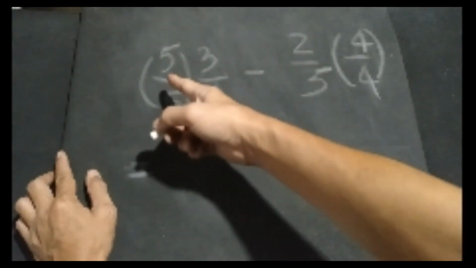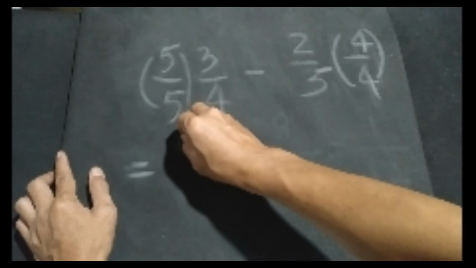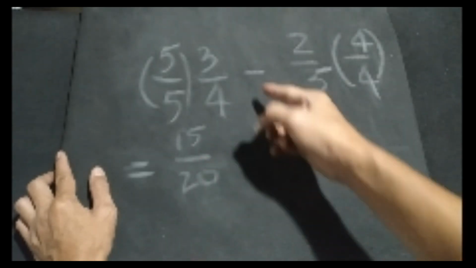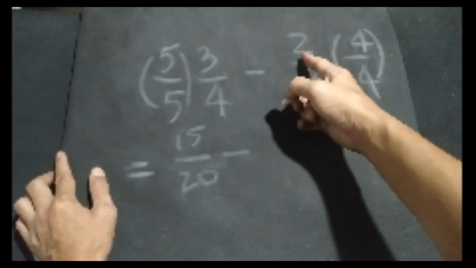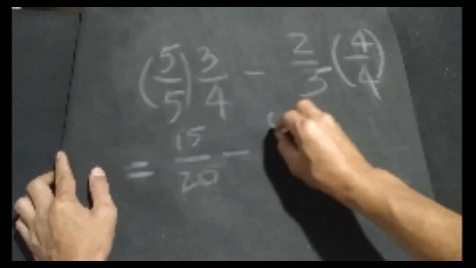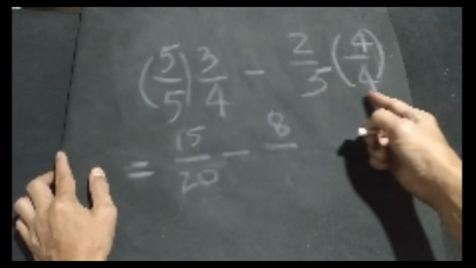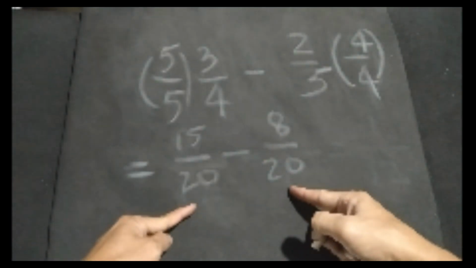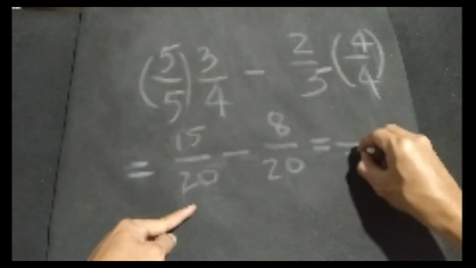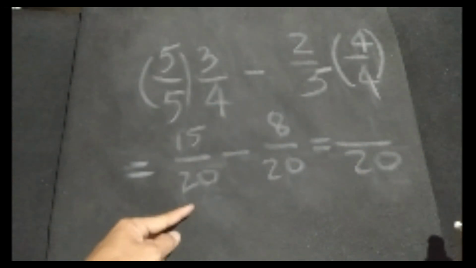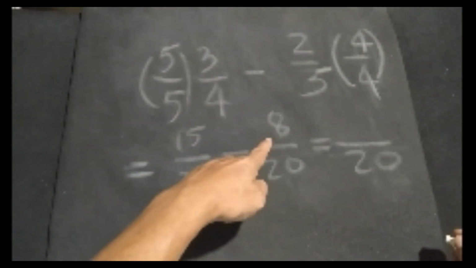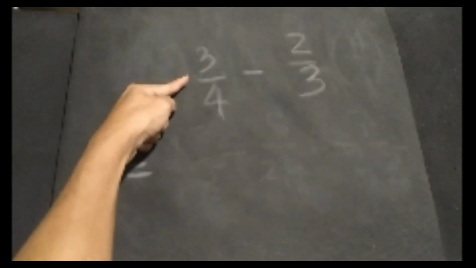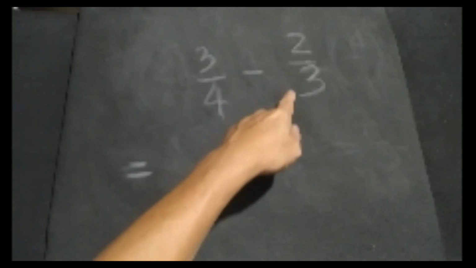Now we continue. 5 times 3 equals 15. 5 times 4 equals 20. We keep the minus sign here. 2 times 4 equals 8. 5 times 4 equals 20. Now we have the same number 20 here, so we keep the number 20 down here. Top we have 15 minus 8 equals 7. This is the answer.